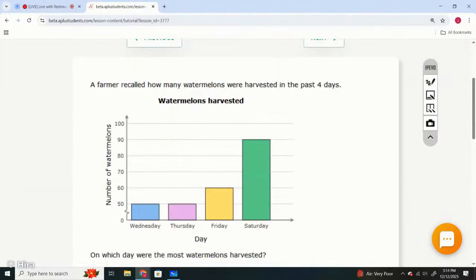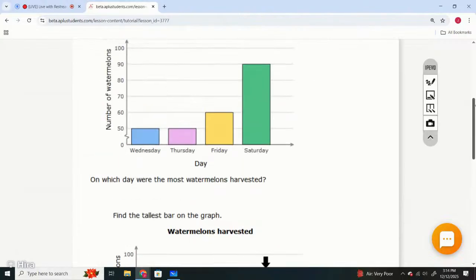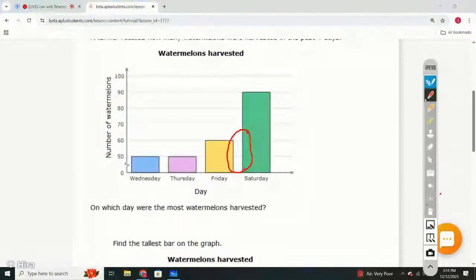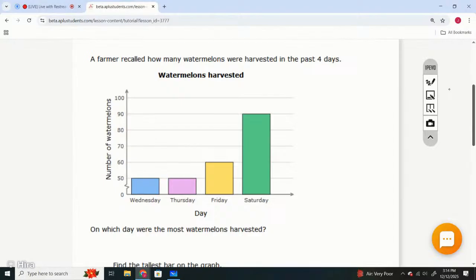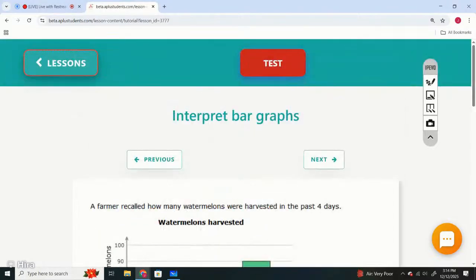Interpret bar graphs. A farmer recorded how many watermelons were harvested in the past 4 days. On which day were the most watermelons harvested? So here is the bar graph given. On Wednesday it is 50, on Thursday it is 50, on Friday it is 60, and on Saturday it is 90. So on Saturday, 90 watermelons were harvested. So on Saturday, the most watermelons were harvested.